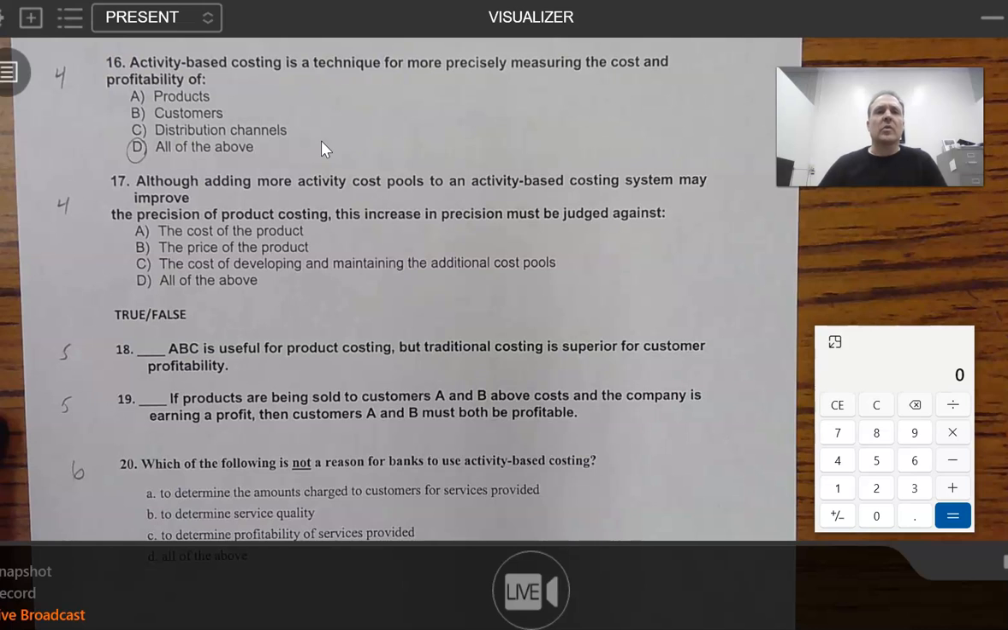Okay. So question 17 looks like we had a little bit of a spacing issue here, but I think we can get through it. It says, although adding more activity cost pools to an activity-based costing system may improve the precision of product costing, okay, and it will, this increase in precision must be judged against the cost of the product, the price of the product, the cost of developing and maintaining the additional cost pools, and then all of the above. So a little bit of background.